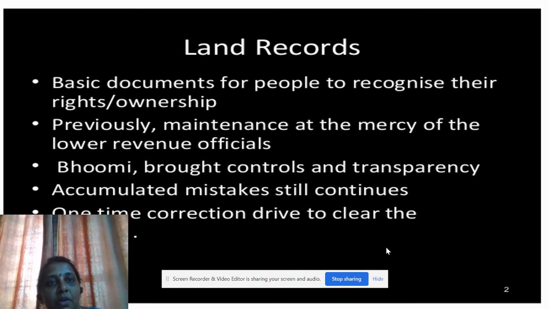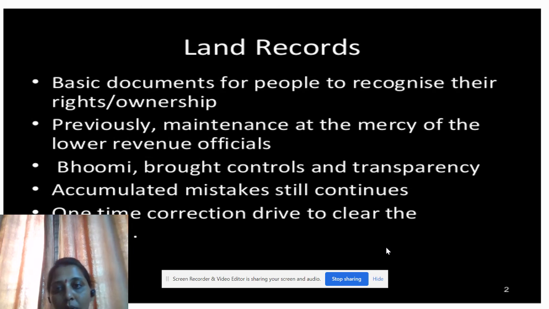Now, land records are the basic documents for people to recognize their rights or ownership. If there are no records maintained, then how are we going to know whether any family ancestors have owned some land, and how some person has taken it over? It is the Patwari who is going to give clear records of the land, that is, which land belongs to whom.